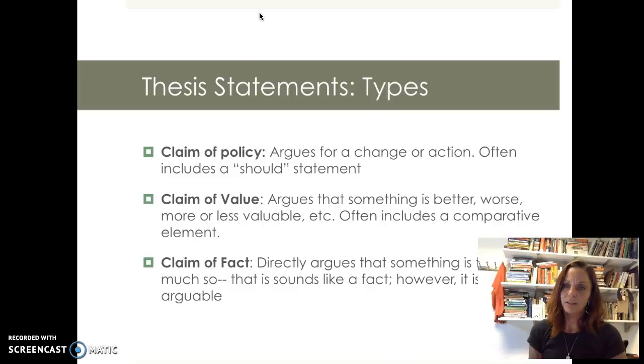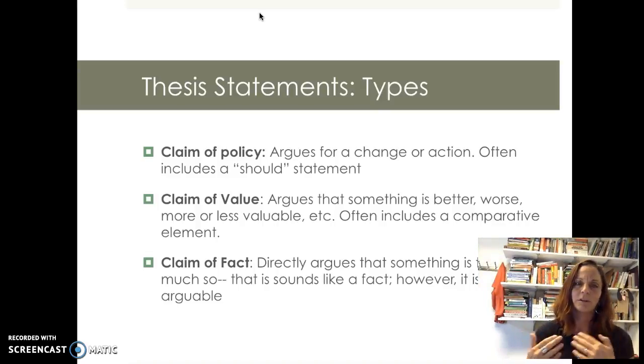The first is claim of policy. So this argues for action or change. The second is claim of value, and that's kind of a comparison. So something is better or worse or more or less effective or valuable than something else. And then the third is a claim of fact. It argues directly that something is true, and so much so that it sounds like a fact. However, it needs to be arguable. So you can't put a stat as a thesis, but you can say something that sounds like it's fact, and it can be arguable, and that can still be a really good thesis. It's a strong one, though.